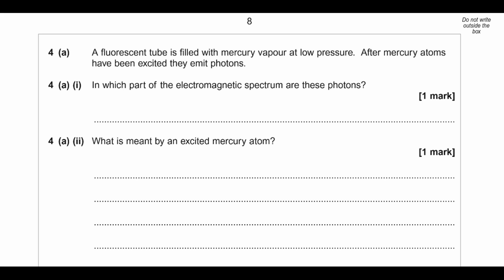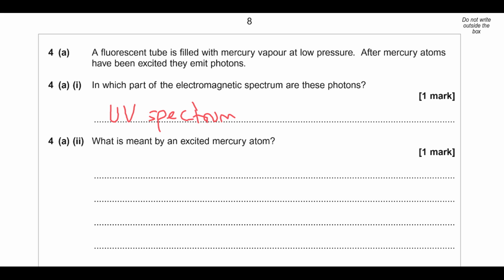The fluorescent tube is filled with mercury vapor at low pressure. So, okay, we've got some quantum energy level stuff coming up. After mercury atoms have been excited, they emit photons. First of all, what part of the spectrum are they in? They are in the UV. That's just something you have to remember about fluorescent bulbs.